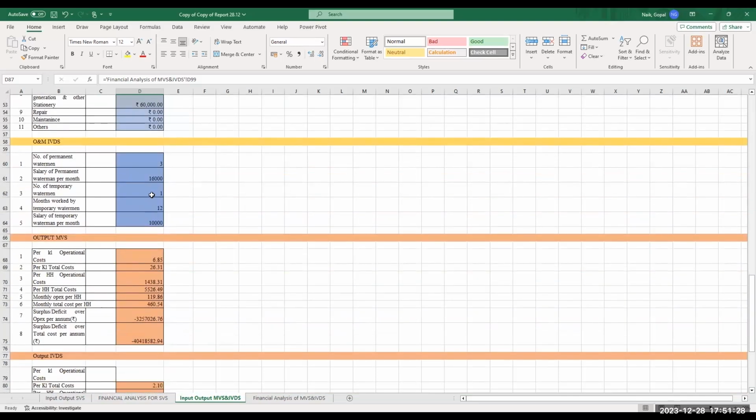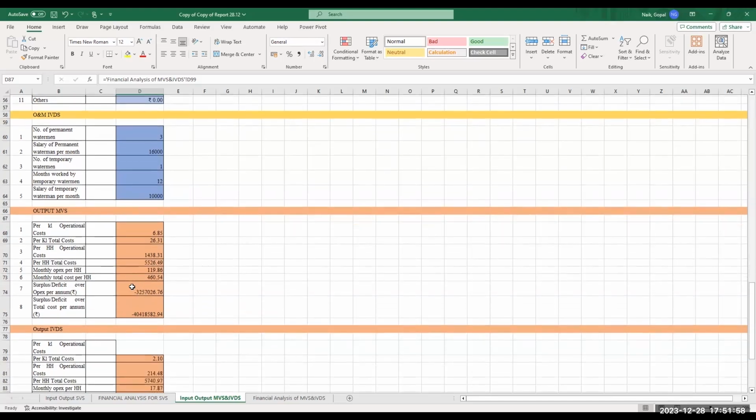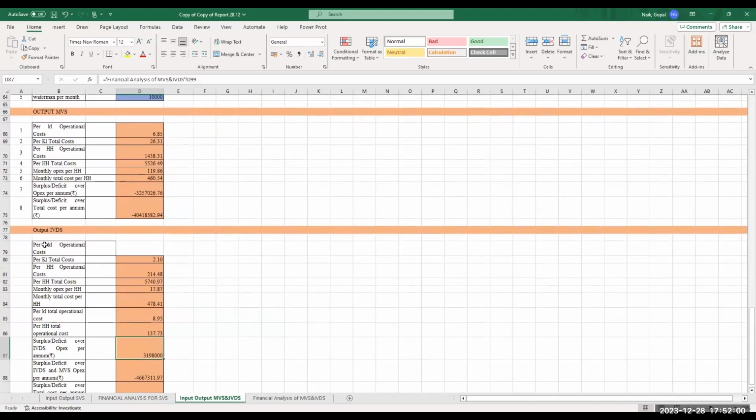And then from here, you can get these outputs for MVS, which are per kiloliter operational cost, per kiloliter total cost, per household operational cost, per household total cost, and so on. And then one can also convert it into a monthly operational cost and monthly total cost. So these are the outputs that we get from the data that we have already supplied. Similarly, one can also get it for the IVDS.